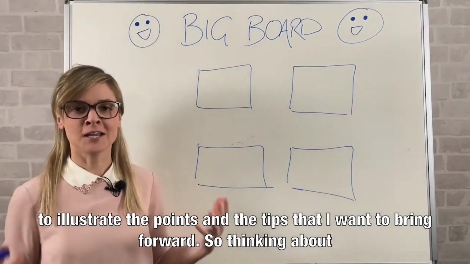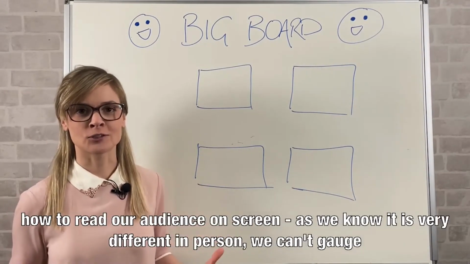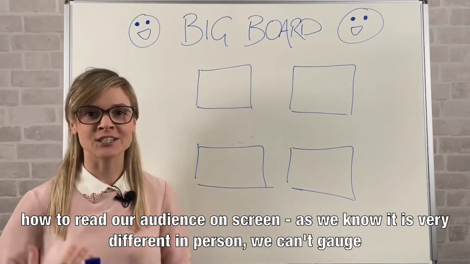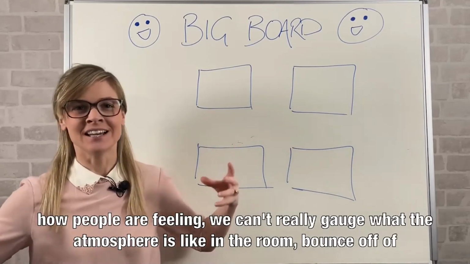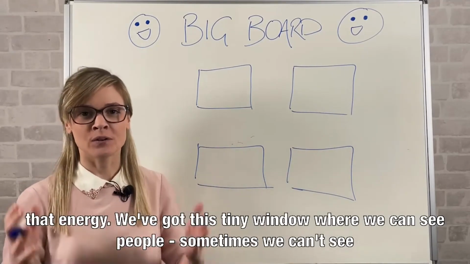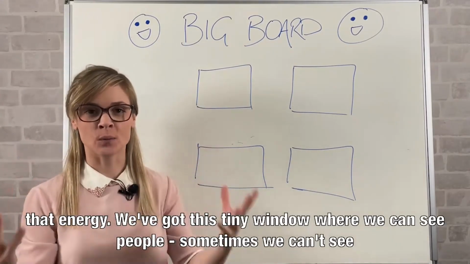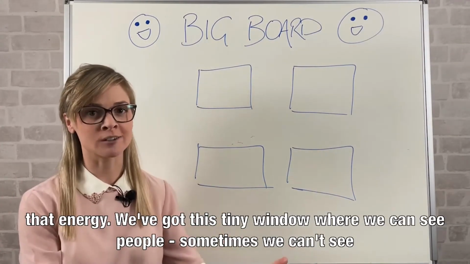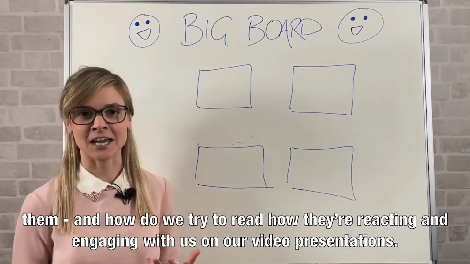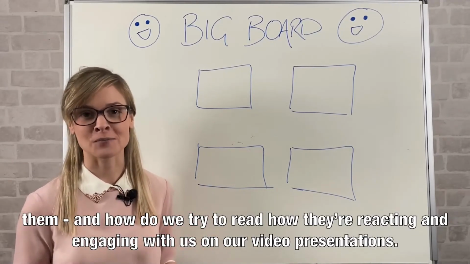So, thinking about how to read our audience on screen. As we know, it is very different to in person. We can't gauge how people are feeling. We can't really gauge what the atmosphere is like in the room, bounce off of that energy. We've got this tiny window where we can see people. Sometimes we can't see them. And how do we try to read how they're reacting and engaging with us on our video presentations?